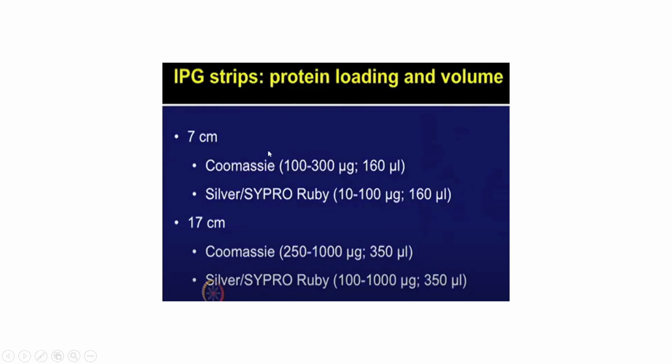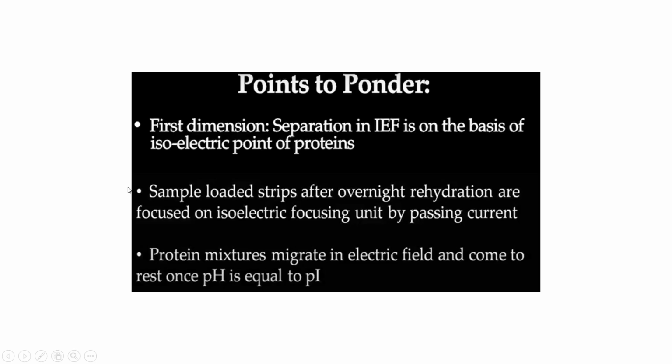In terms of loading, what volume of staining dye you need depends on the type of strip you have. For a 7 centimeter strip, you need around 160 microliters of the dye. There are different staining dyes, and we'll be talking about this later, but this is just to show what volume you will need according to the IPG strip you use.